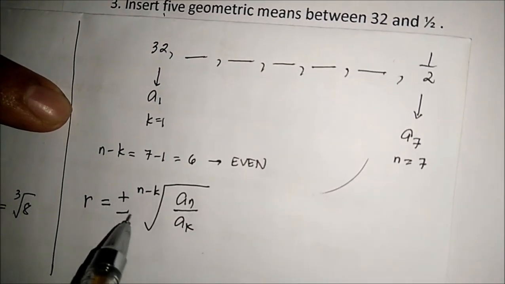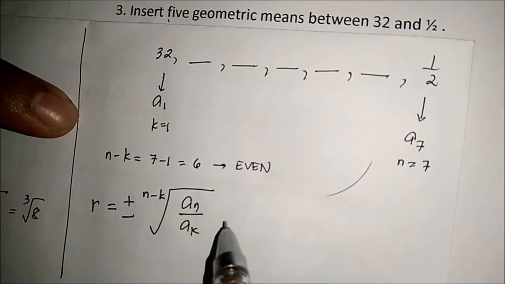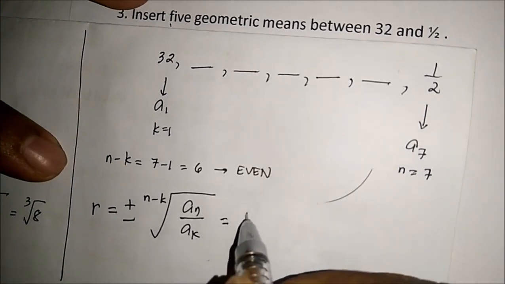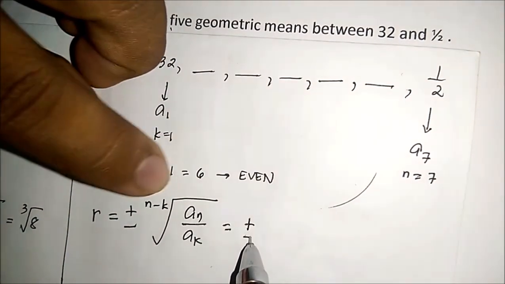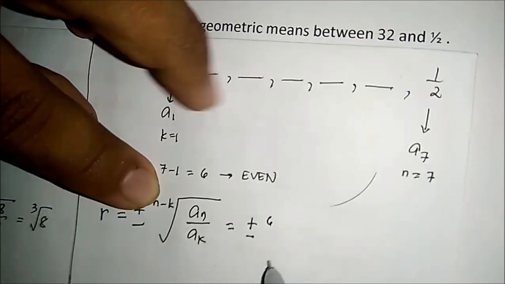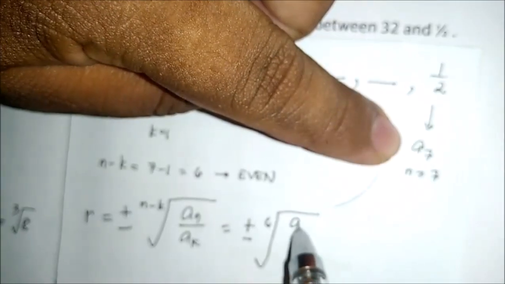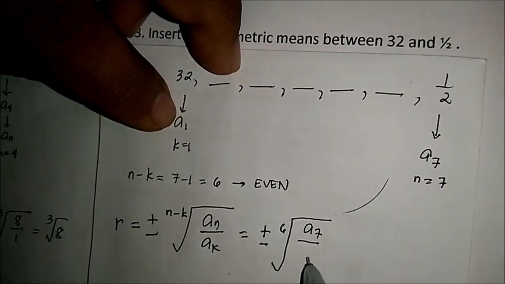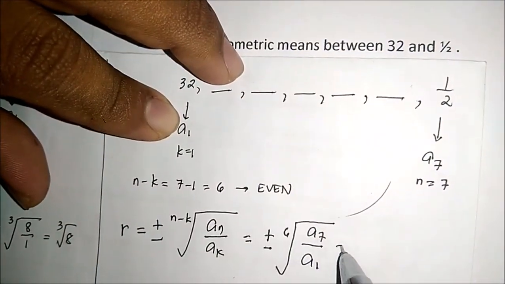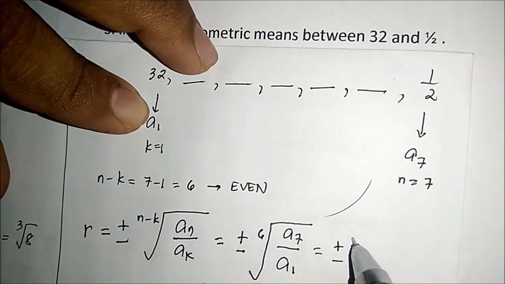So, remember, may plus minus kasi even yung n minus k natin. So, ilagay natin. So, this is plus minus. Substitute the given. So, n minus k is 6. So we are actually finding the sixth root of a sub n is a sub 7 over a sub 1. Okay, now let us substitute the given.